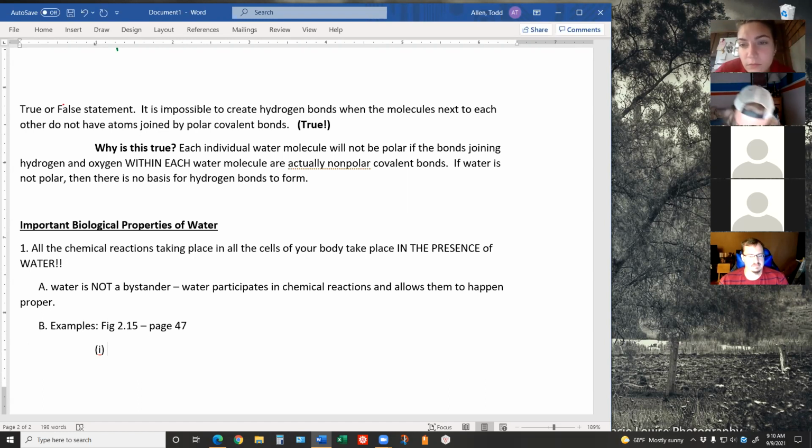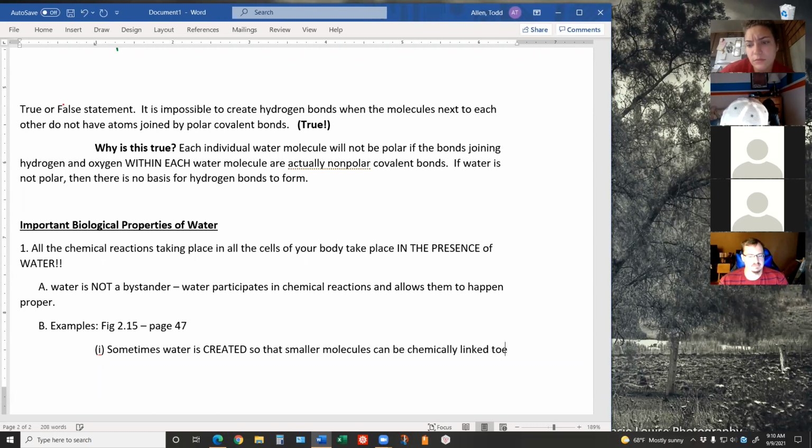Sometimes water molecules are created so that you can link two smaller molecules together to form a larger molecule. Okay, so sometimes water is created so that smaller molecules can be chemically linked together. Okay, this is called dehydration synthesis.